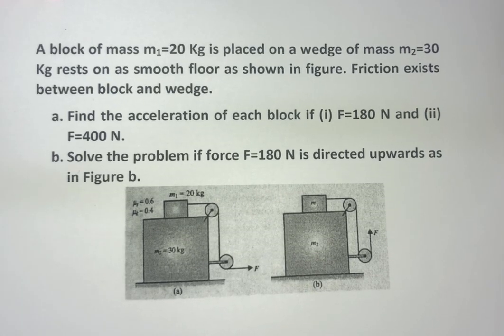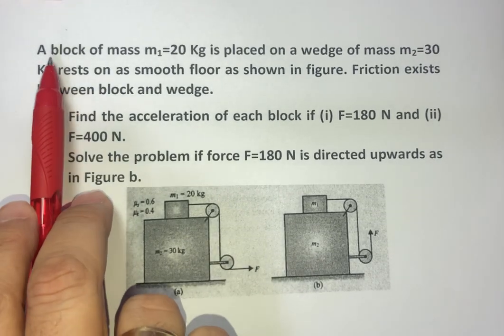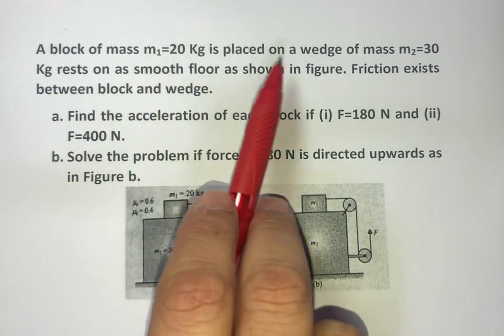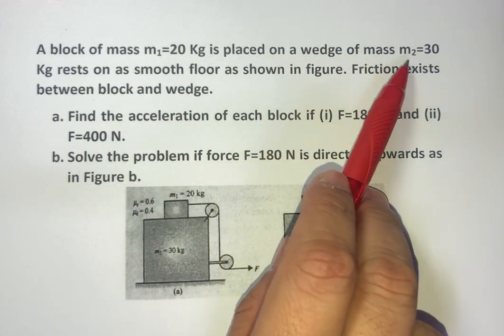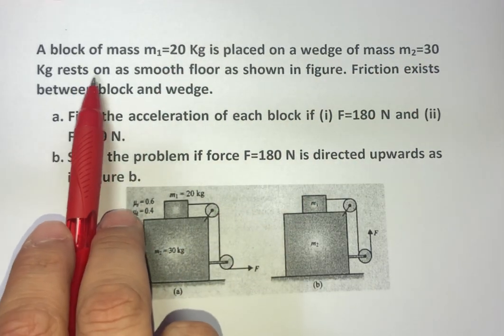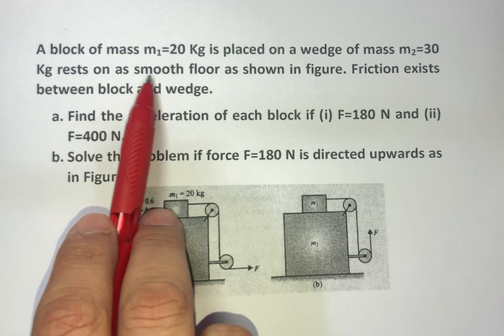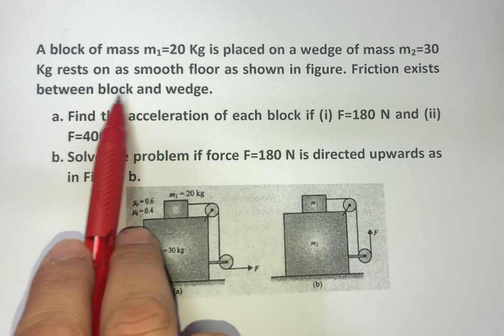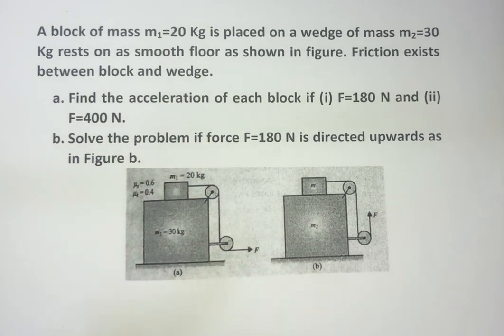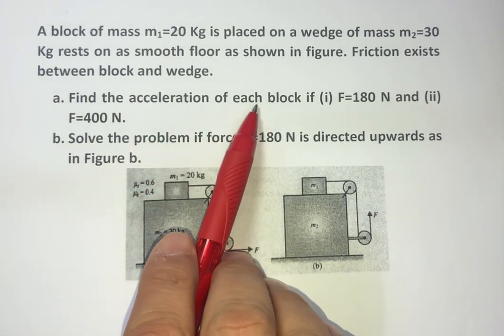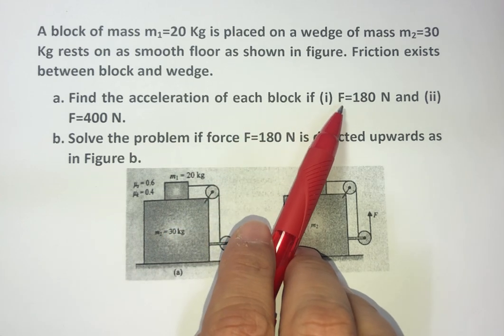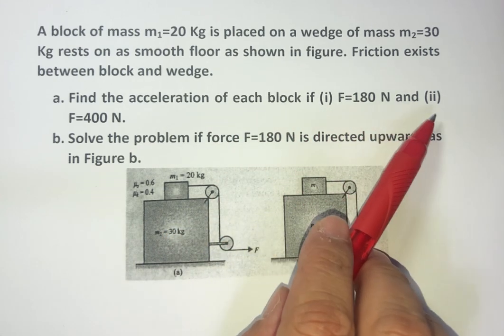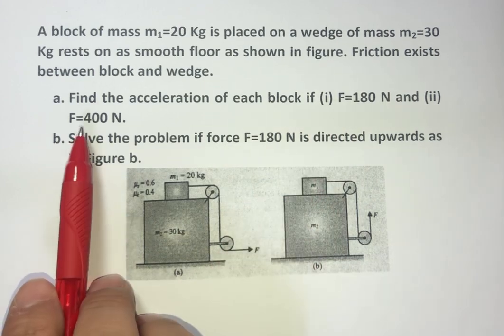Hello friends. So in today's question, a block of mass m1, 20 kg, is placed on a wedge of mass m2, 30 kg, resting on a smooth floor as shown in the figure. Friction exists between the block and the wedge. Find the acceleration of each block if F is 180 Newton, and for the second part, F is 400 Newton.